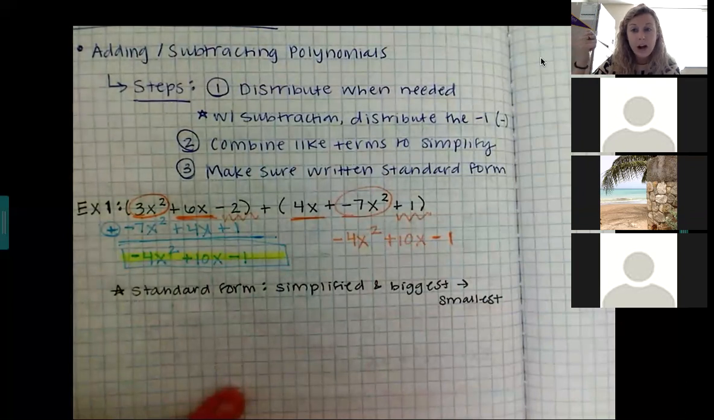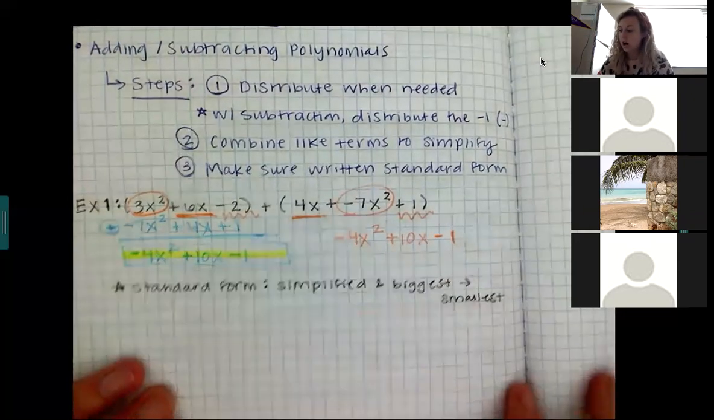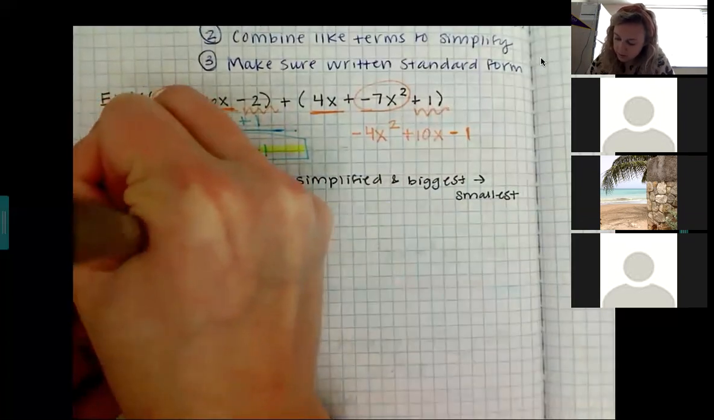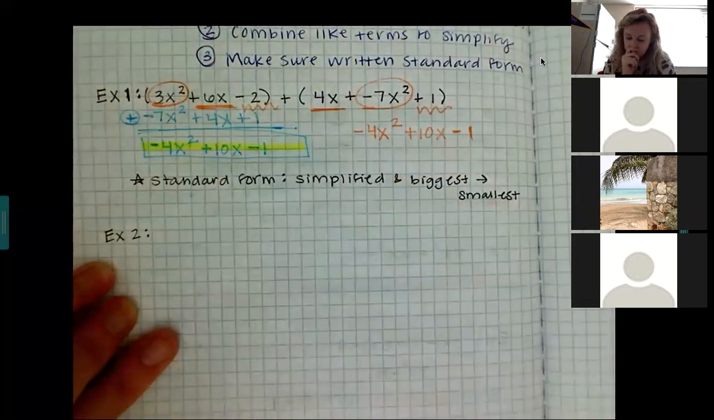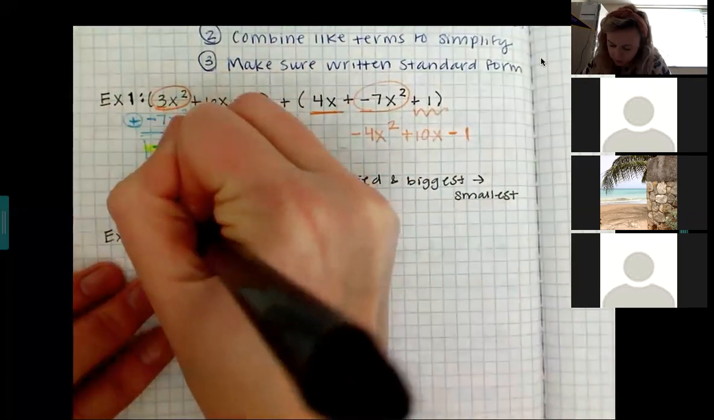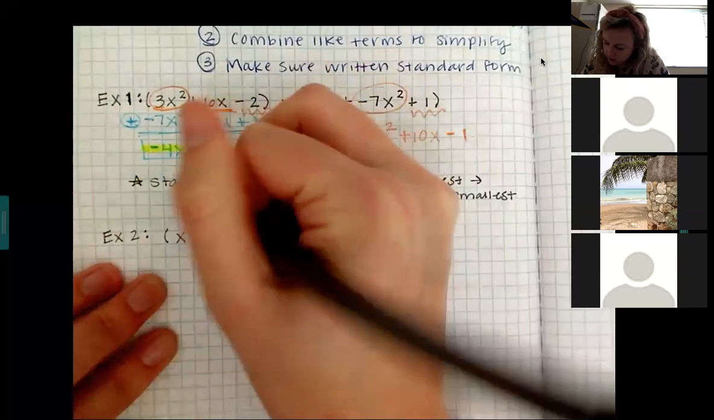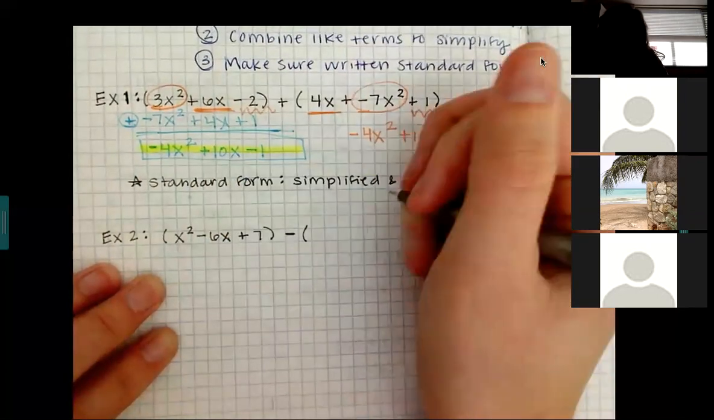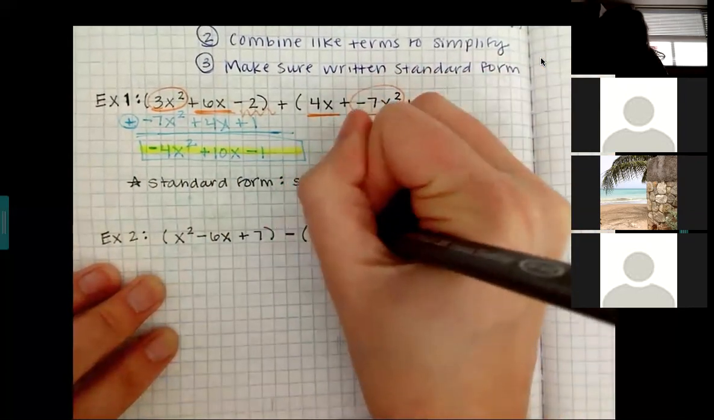Do I need to do another adding example? No. You guys feel like you could add them okay? Yeah. Okay, I just got to make sure. All right. So example 2. Let's do x squared minus 6x plus 7. Take away 2x cubed.